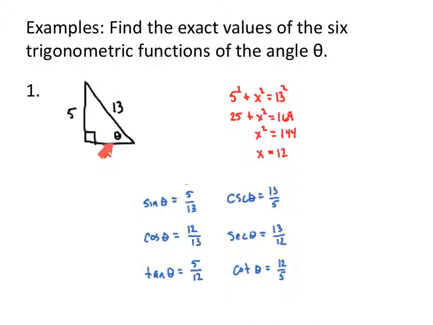Now, in reference to theta, sine is opposite over hypotenuse, 5/13. In reference to theta, cosine is adjacent, 12 over 13. Tangent is opposite over adjacent, 5/12. Then cotangent flips over tangent, secant flips over cosine, and cosecant flips over sine.